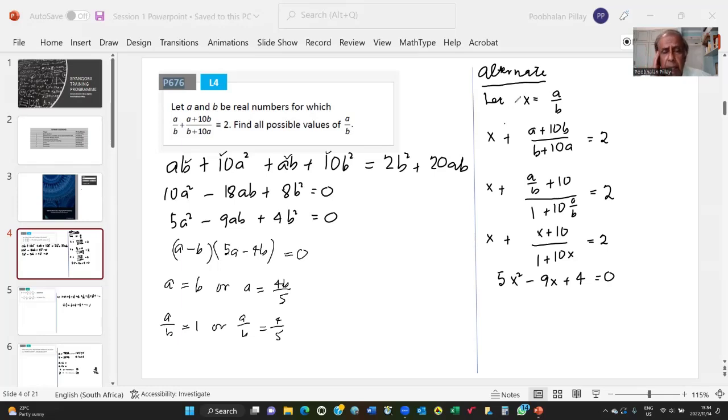All right, there is an alternate method to solve the same problem, because the problem is to find a over b. So why don't we give a name to this single object and call this thing x? So this is why we said let x be equal to a over b, and then substitute for x here. Here you can substitute straight away to get x. But in this other part, we don't have a over b.